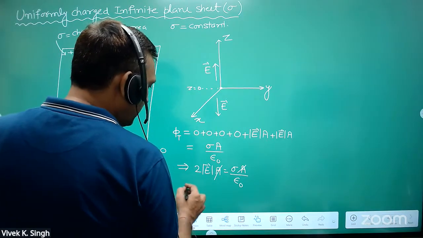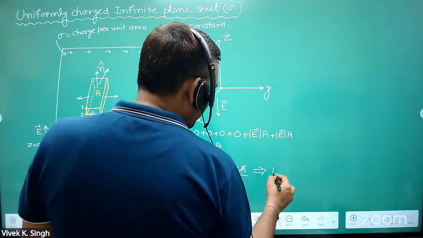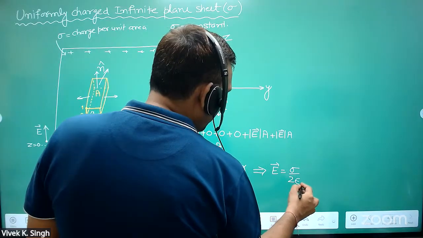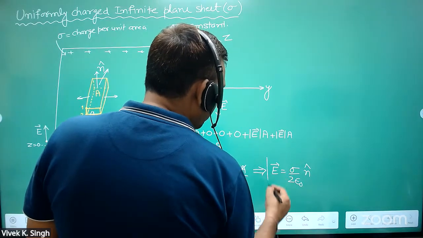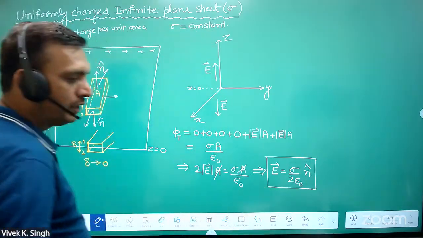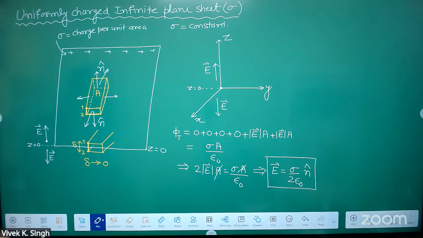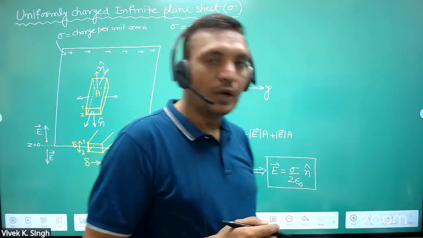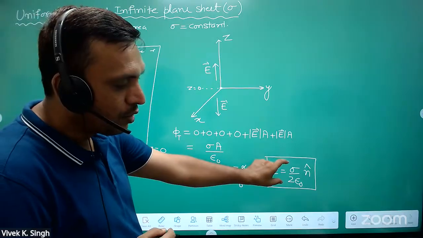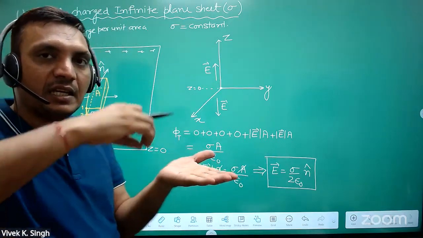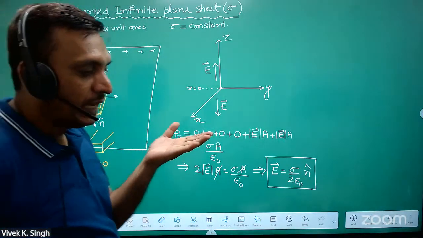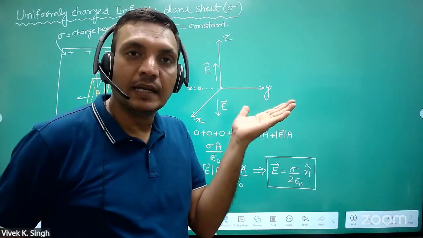ये A कैंसिल आउट हो जाएगा, तो जो इलेक्ट्रिक फील्ड होगा दैट इज सिग्मा बाई 2 epsilon naught n cap. This is the electric field due to infinite sheet. ठीक है? Field due to infinite sheet will be sigma by 2 epsilon naught, and it's a constant value. So if you have an infinite sheet, at each point field will not vary. It is not a function of distance. That is only when you are considering it to be an infinite sheet.